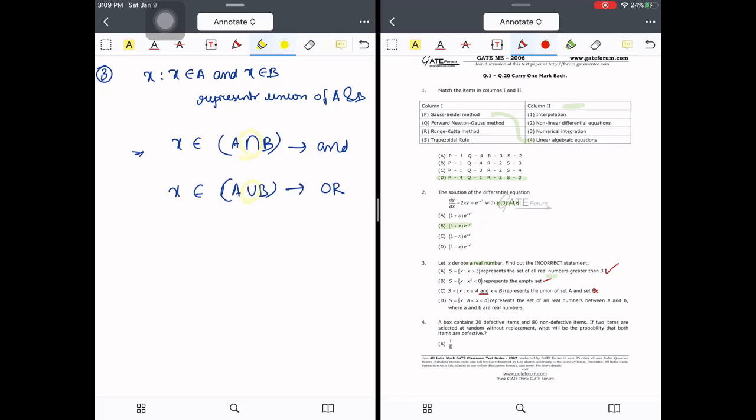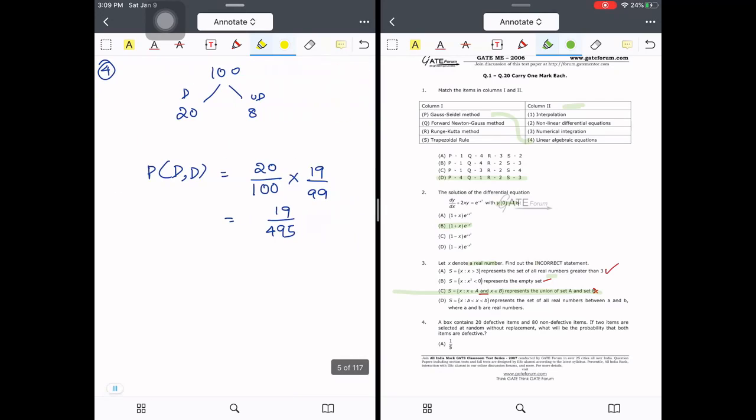X belongs to A and x belongs to B represents the union of set A. Wrong, this is wrong. Why? Because 'and' is generally symbolized by intersection, and union is generally symbolized by 'or'. So option 3 will be the incorrect statement. Union should be defined by 'or': x belongs to A or x belongs to B represents the union of set A and B, not 'and'. And 'and' is generally represented by intersection.